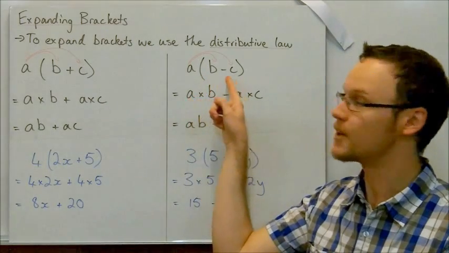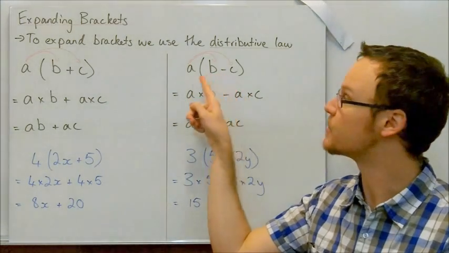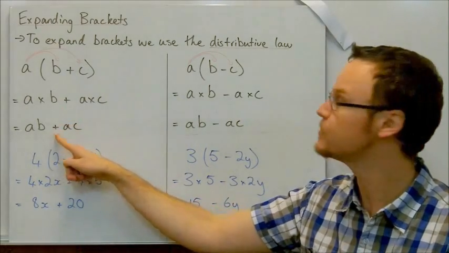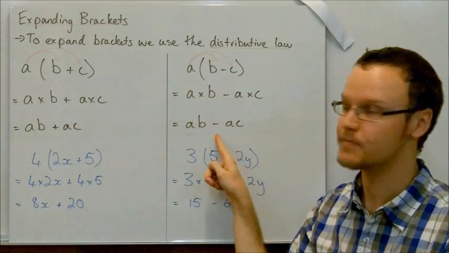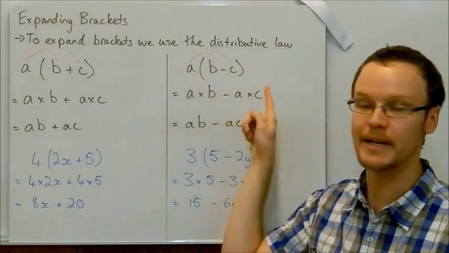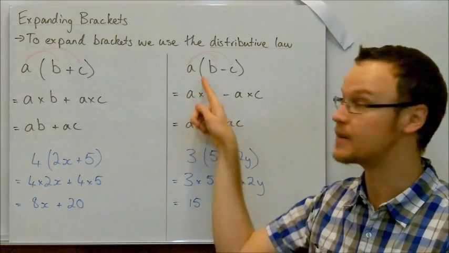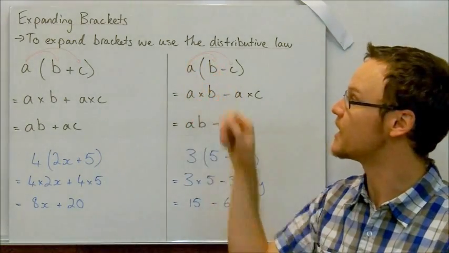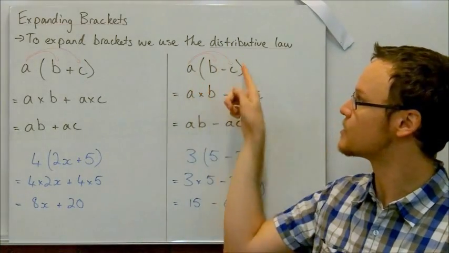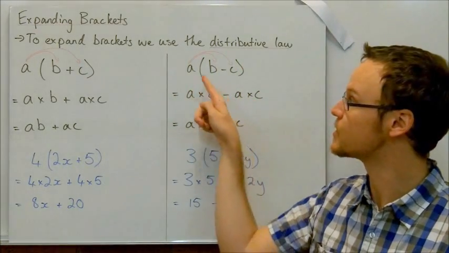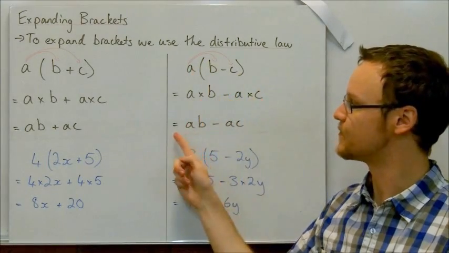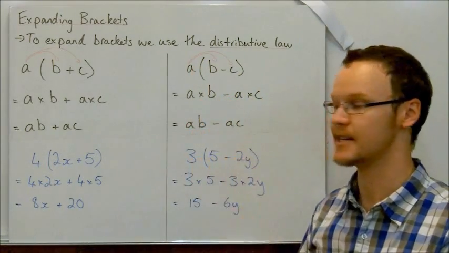If we've got a minus sign in the middle, then we distribute the same way, except instead of a plus in between our two terms, we have a minus. So here we've got A times B minus C. The A is distributed to the B, and the A is distributed to the C with a minus in between. So it's A times B minus A times C, which is equal to AB minus AC.